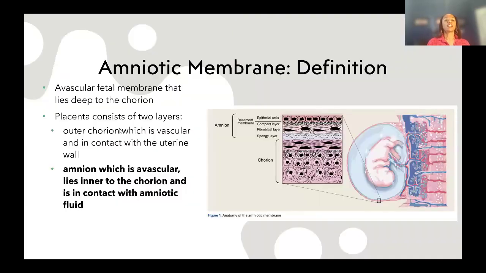So what exactly is an amniotic membrane? How does this come about? As you all know, the placenta is an organ that develops in the uterus of a female during pregnancy, and the placenta consists of 2 layers: the outer chorion, which is vascular and in contact with the uterine wall, and the amnion, which is avascular and lies inside the chorion. It's in contact with the amniotic fluid.